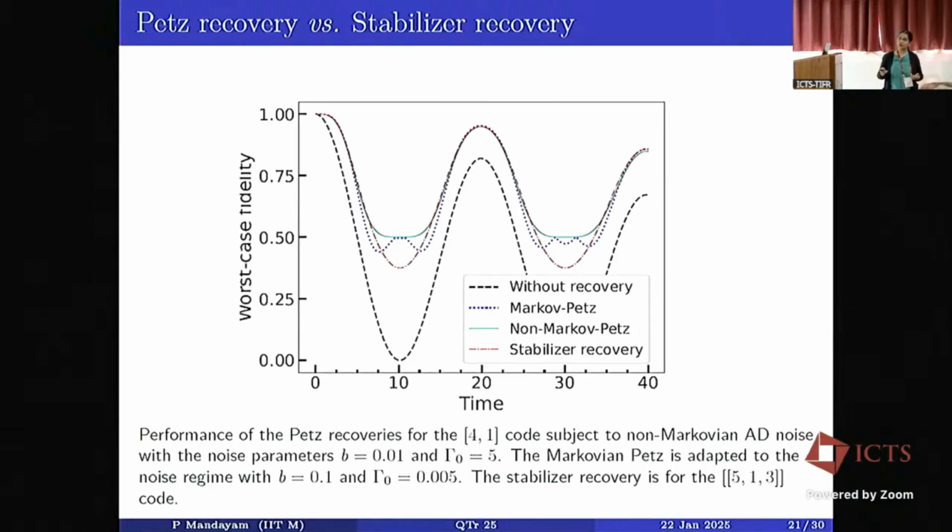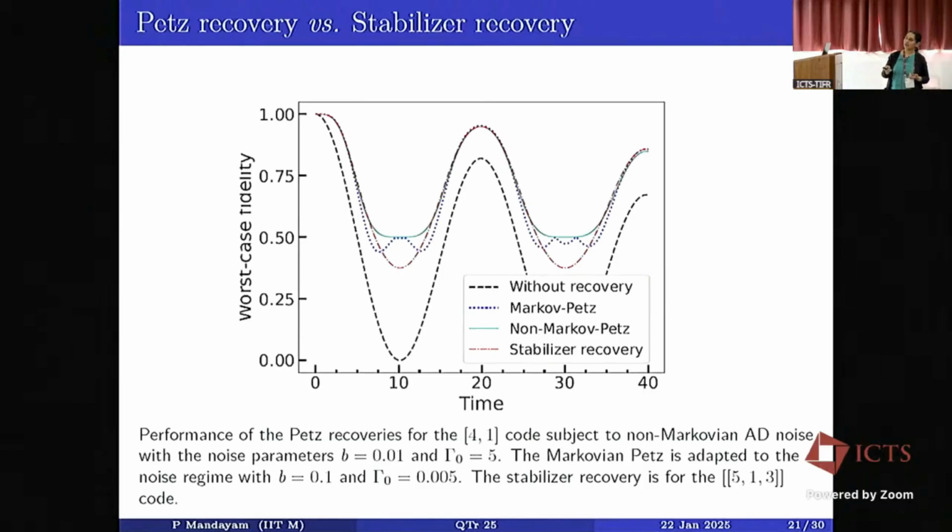And the code that we are using for all the other plots is the 4-qubit code. If you look at this red line, that was your stabilizer recovery, which I showed you, which was not doing so bad. By the way, the stabilizer recovery is with a 5-qubit code. But now these two, the light blue and the dark blue lines, are for the noise-adapted code, the approximate 4-qubit code, and the noise-adapted recovery map, both Markovian and non-Markovian versions. And you see that that actually does better than the 5-qubit code.